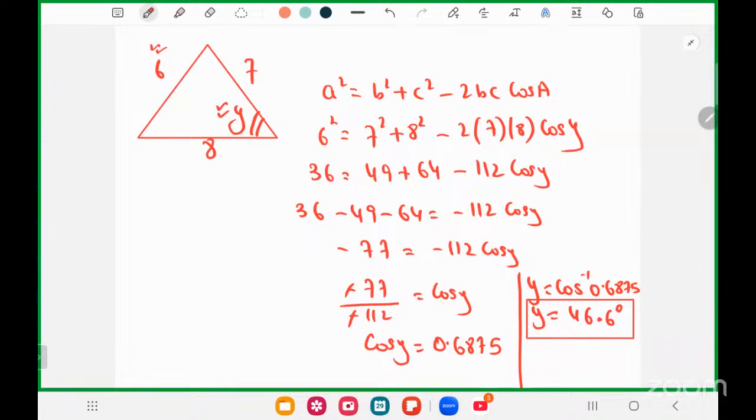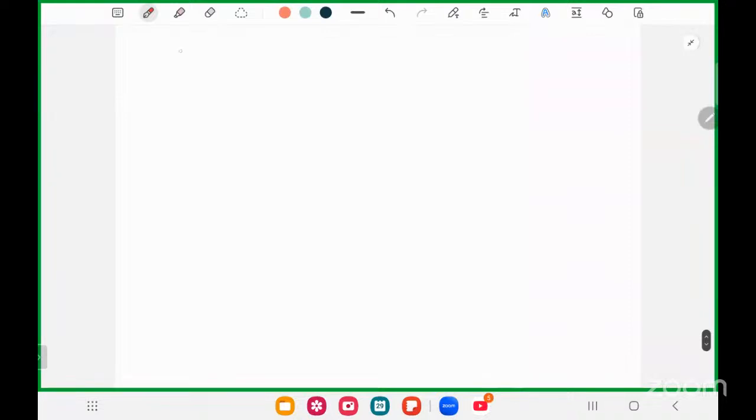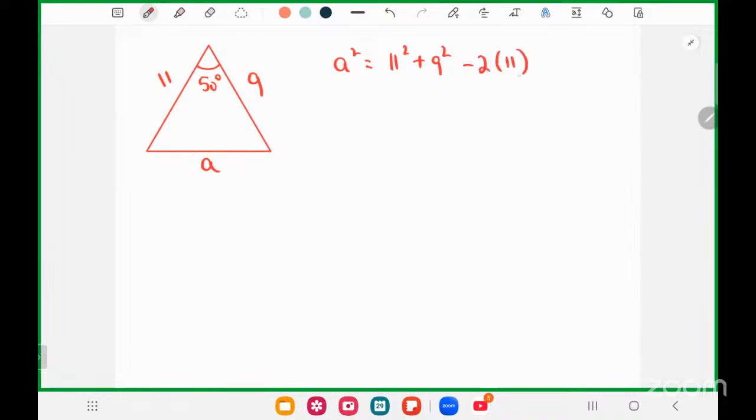I will do another example. Let's say this is 50 degrees, this is 11, this is 9, and I need to find A. So A square is 11 square plus 9 square minus 2 into 11 into 9 into cos 50.